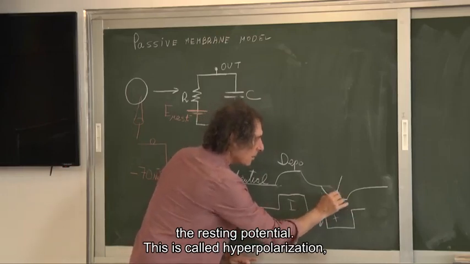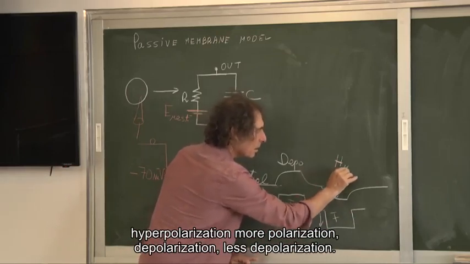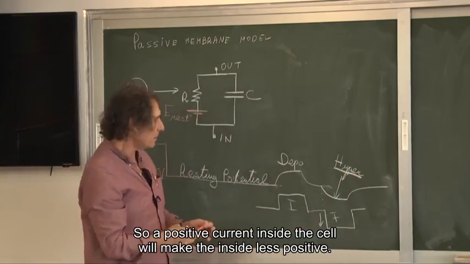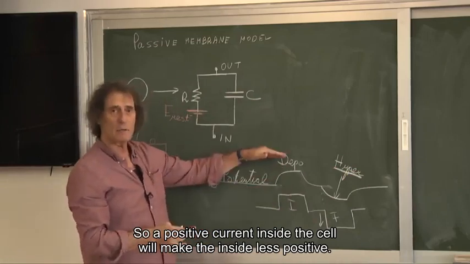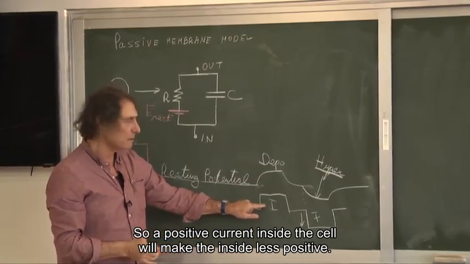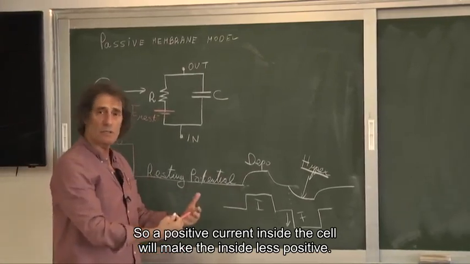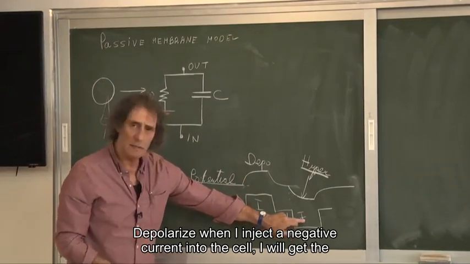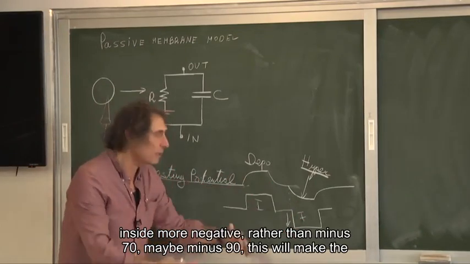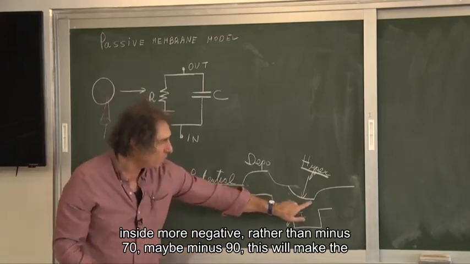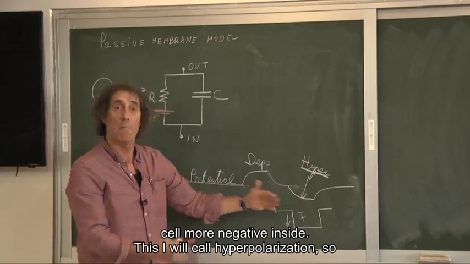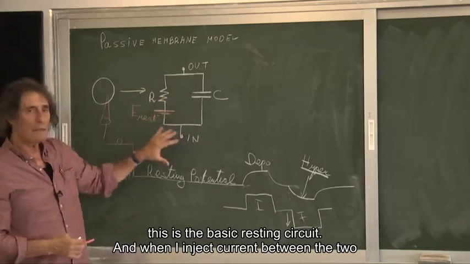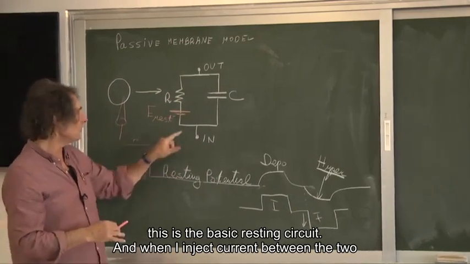This is called hyperpolarization. Hyperpolarization, more polarization. Depolarization, less polarization. So a positive current inside the cell will make the inside less negative. Depolarized. When I inject a negative current into the cell, I will get the inside more negative, rather than minus 70, maybe minus 90. This will make the cell more negative inside. This I will call hyperpolarization. So this is the basic resting circuit.